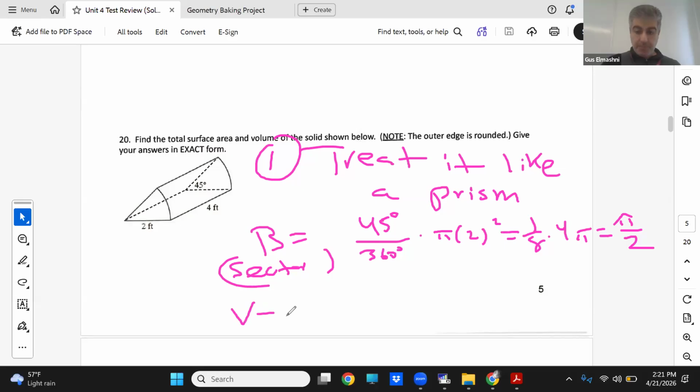So volume, pi over 2. So volume is going to be base times height.